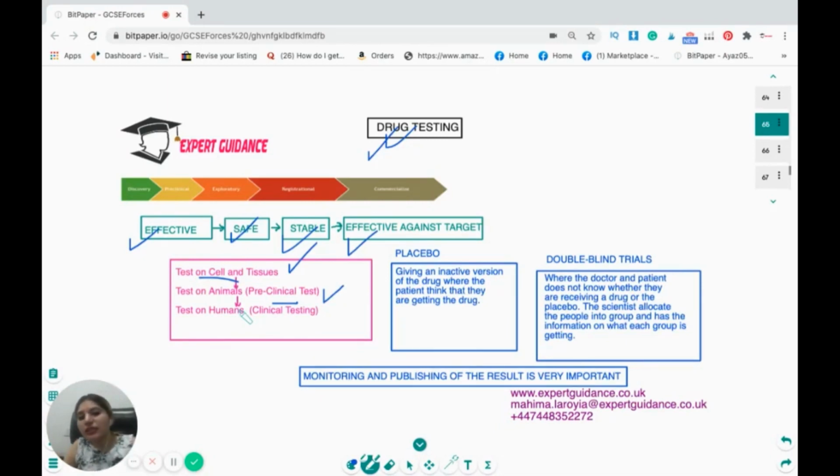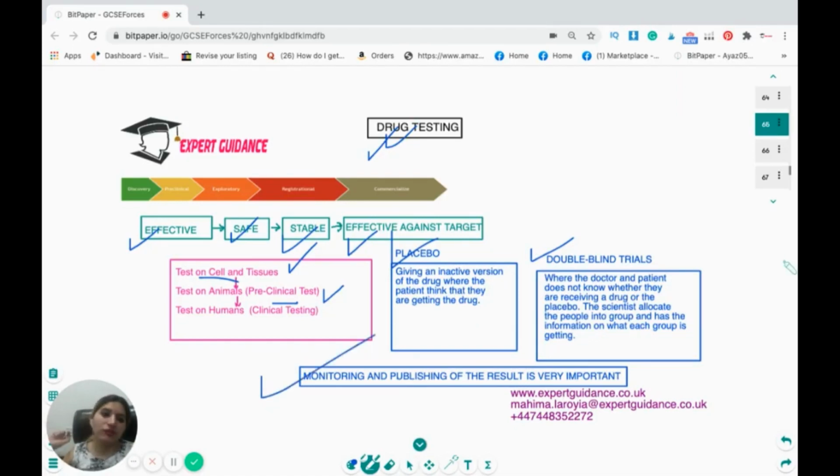Now, how do we do the clinical trials? We use two techniques called placebo and double-blind trials. Now, what is a placebo? A placebo is an inactive version of the drug where the patient thinks that they are getting the drug, and that helps to eliminate any psychological effect that a person gets from the treatment. And in double-blind trials, the doctor and the patient don't know whether they are getting the actual drug or the placebo. It is a scientist who allocates the people into groups and has the information on what each group is getting, so that the chances of manual errors can be avoided.